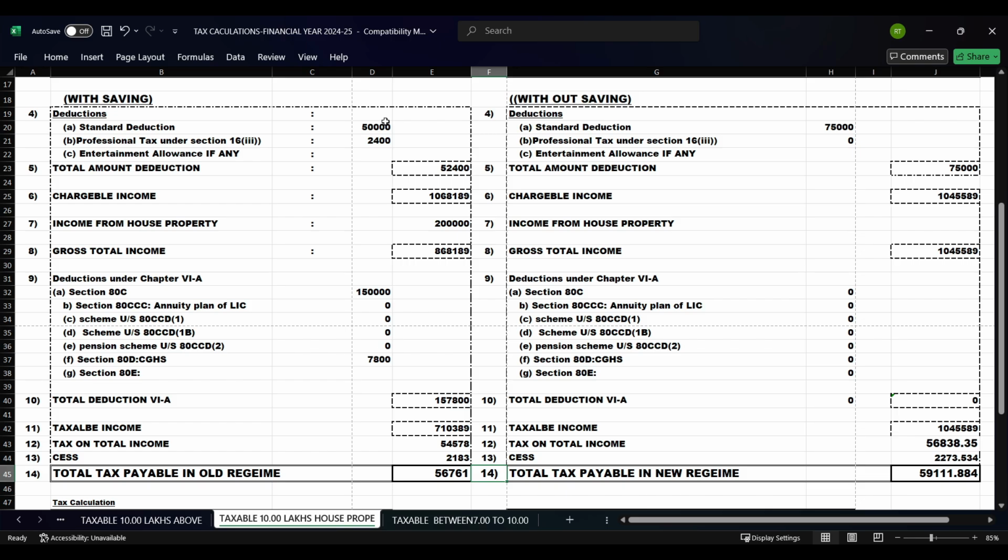As per my experience, I will tell you one thing: if you have house property plus savings plus health insurance, you just go for the old tax regime only. You will benefit under the old tax regime compared to the new tax regime.